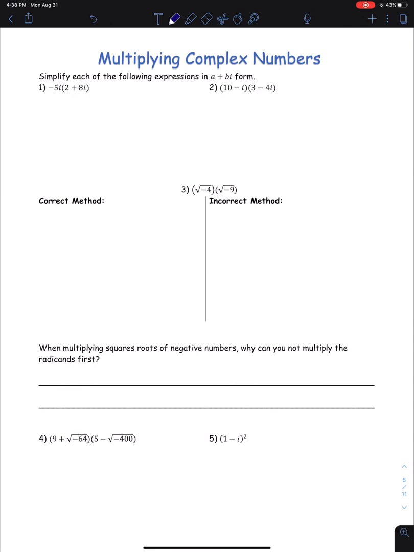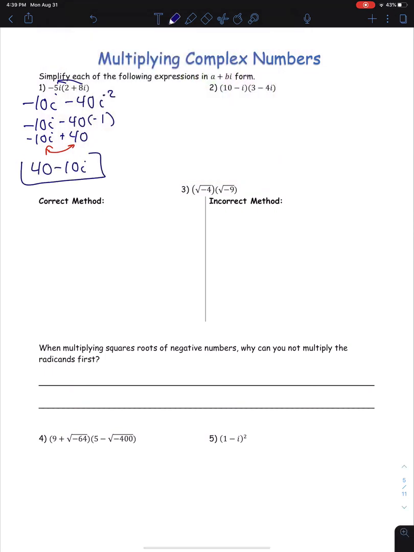So number 1, just distribute that negative 5 inside. And you're left with negative 5 times 2 is negative 10i. And negative 5 times 8i would be negative 5 times 8 is negative 40. i times i is i squared. But make sure you simplify this all the way. So negative 10i stays put, but minus 40 times negative 1. And negative 40 times negative 1 would be plus 40, but you need to put this in a plus bi form, so the imaginary part and the real part gotta flip. So it'll be 40 minus 10i, so we put it in a plus bi form.